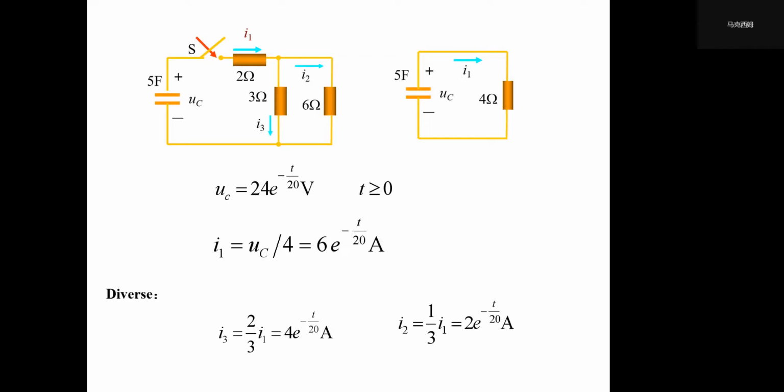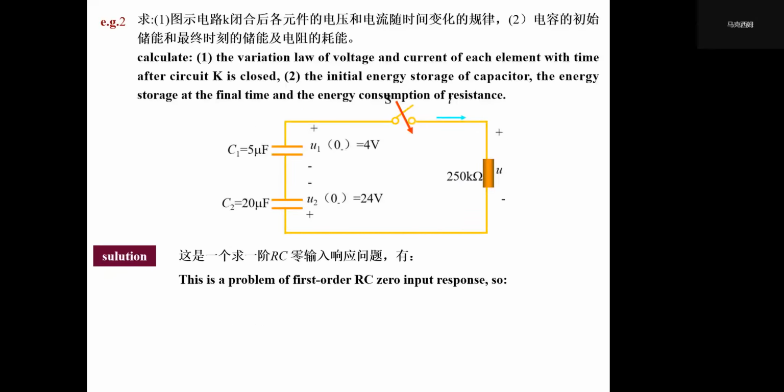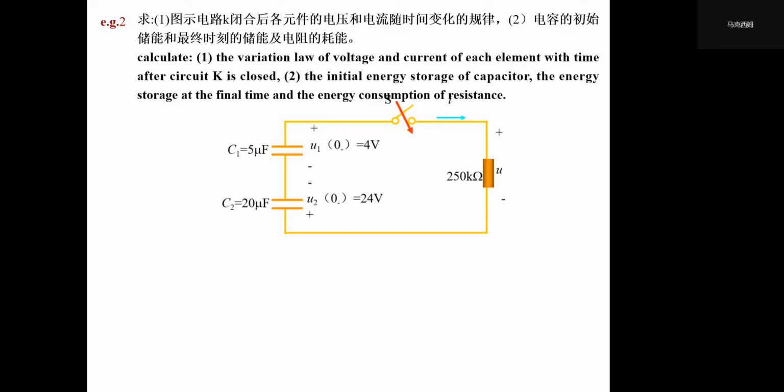So instead of doing the traditional way of listing the first order differential equation to solve this problem, we're using the conclusion of the typical RC circuit and dealing with it directly. So this is how engineers solve this problem, because this is much more efficient. Let's see another example.